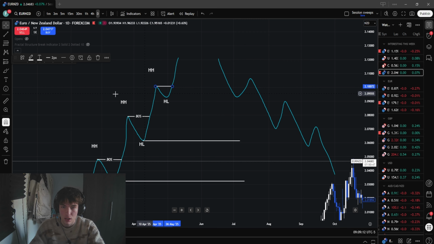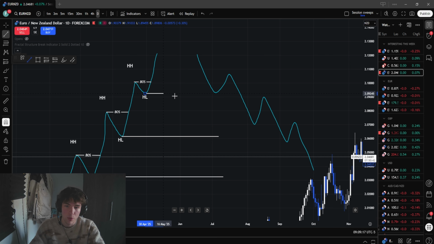So this is a break of structure as well. There we go. And then this would be our protected low.